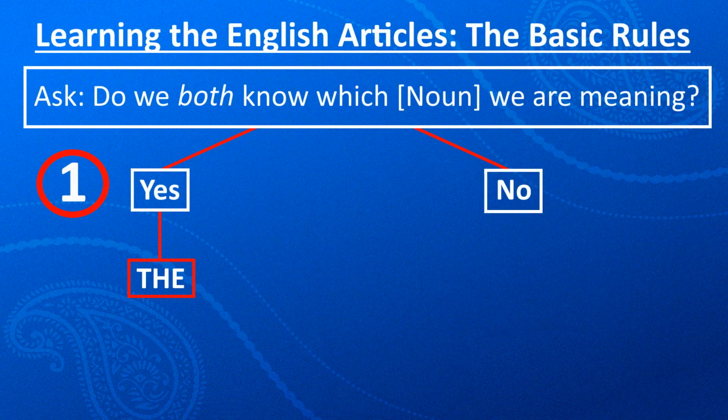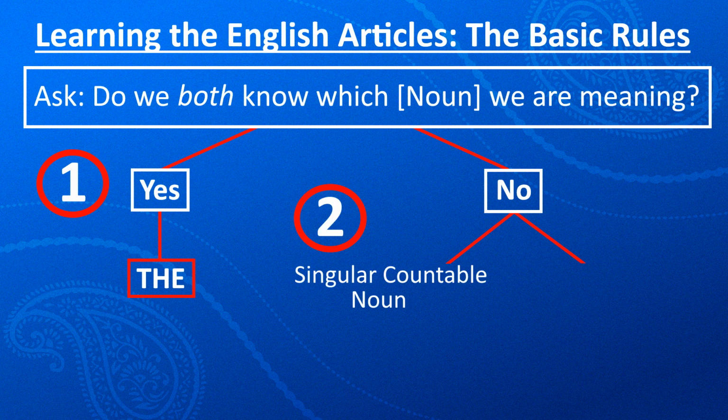But what if the answer is no? We don't both know which noun we are meaning. Well, now we have two options. There are two different answers. So answer number 2. If we say no when the noun is singular and countable, then we use a or an.